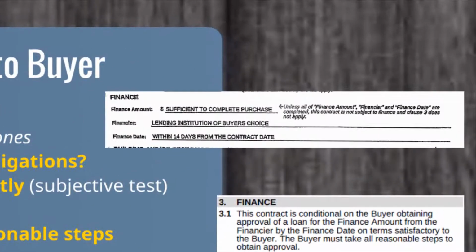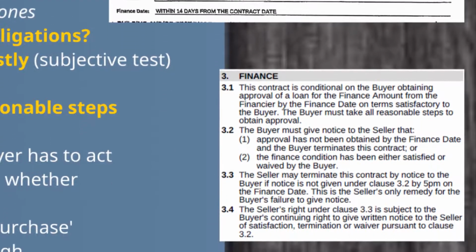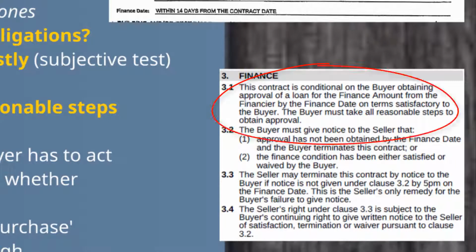And I've just given you the little snippet from my REIQ standard form contract there. They use the sufficient to complete purchase formulation there. If you do fill out the reference schedule with that information in there, then you can see the little italic note there. Clause 3 will kick in, and it says that the contract is conditional on the buyer obtaining approval of a loan for the finance amount from the financier on terms satisfactory to the buyer. It then sets out the machinery of how things are meant to go down in terms of giving notice and whether or not you can terminate and who can and so forth.